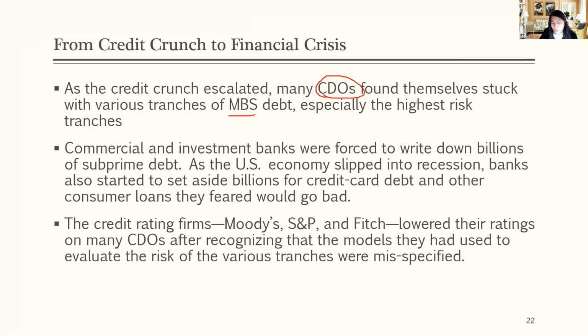To make matters worse, the credit rating firms at that time realized that they had overestimated the mortgage-backed securities, and they started to downgrade these instruments, right? Making it even more expensive for CDOs and SIVs to further raise their funds.